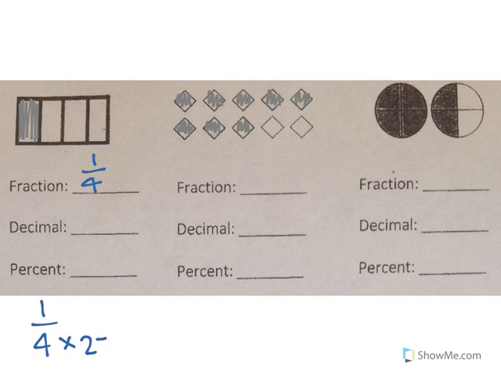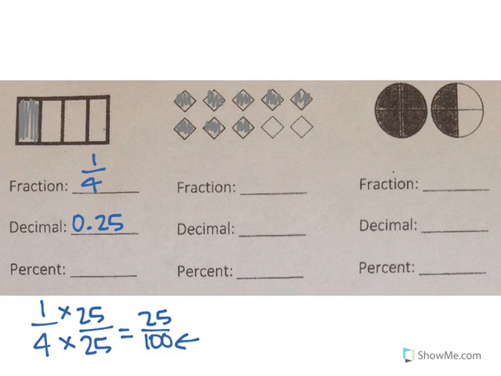Well, I know that if I multiply 4 by 25, I'm going to get 100. And whatever I do to the denominator, I need to do to the numerator. So 1 times 25 is 25. Now, the denominator tells me the place value to use for my decimal. So I'm going to have 25 1/100ths. And the way that I write that is 0.25, 25 1/100ths.